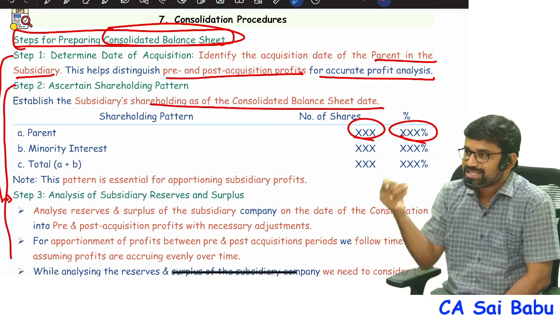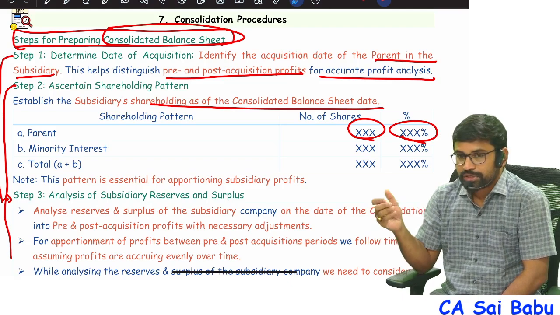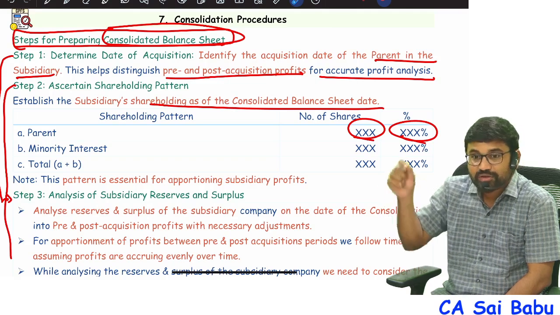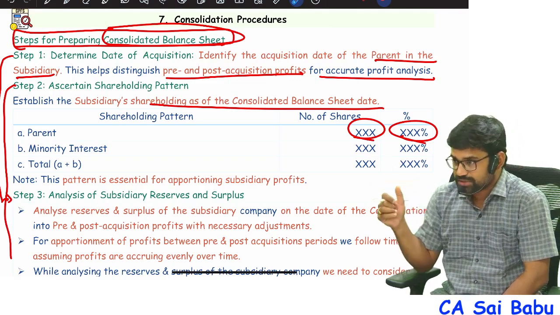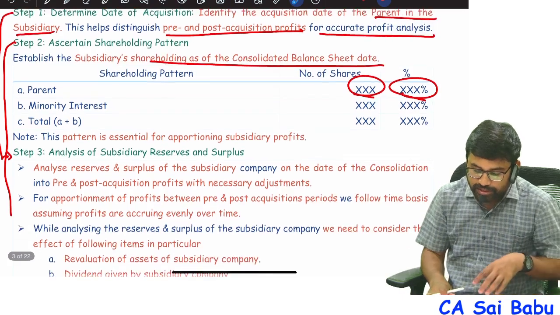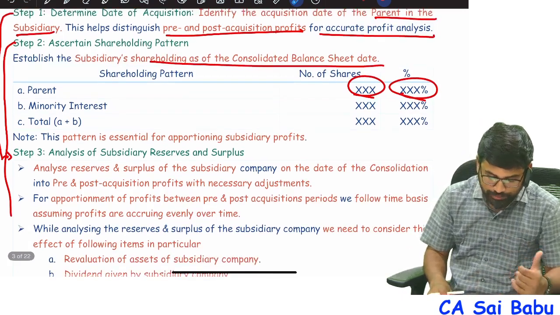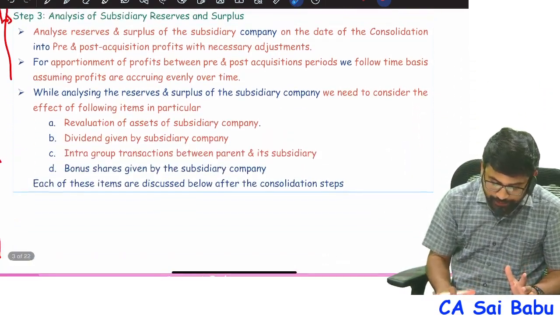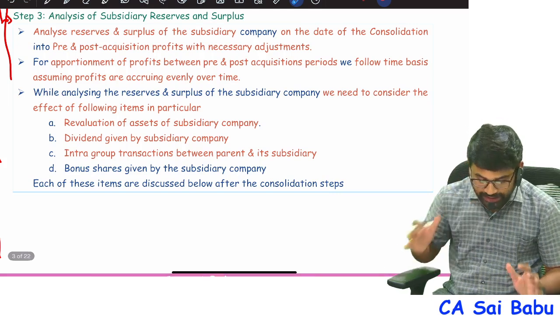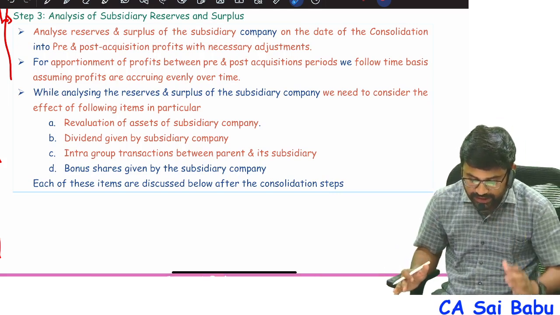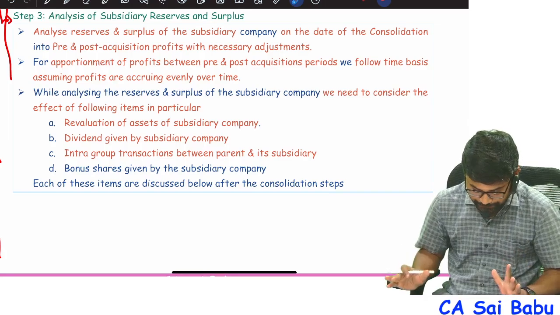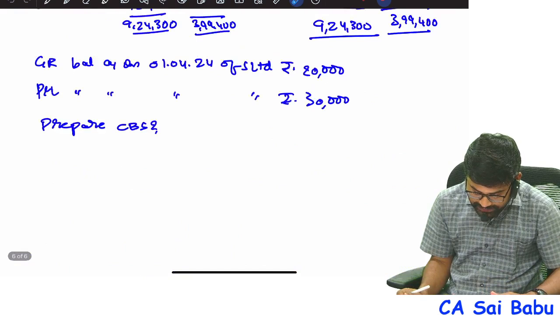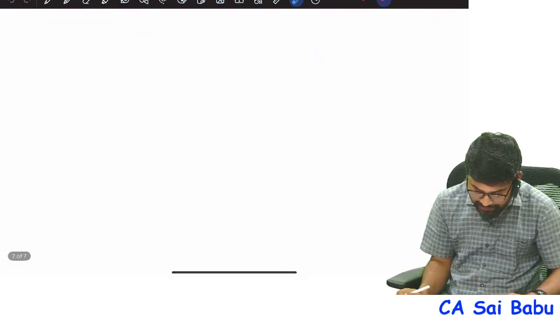Okay. What is step number 2? Determine the shareholding pattern, and the shareholding pattern is decided on the date of consolidation. And in the subsidiary company, who is having how much percentage of shares? This is step number 2. And the most important step is analysis of subsidiary reserves and surplus. Listen to me carefully. Analysis of subsidiary company reserves and surplus.